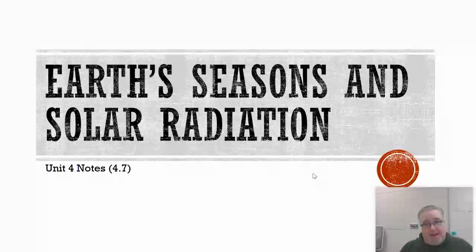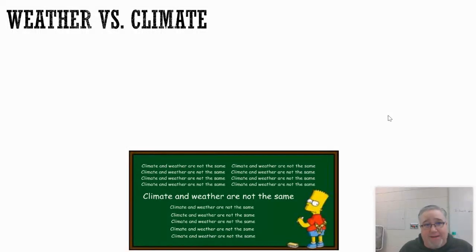So we're going to talk a little bit today about how the Earth rotates and how it orbits the sun and how that affects how much sunlight actually makes it to the Earth's surface, and that has a pretty big impact on living things.